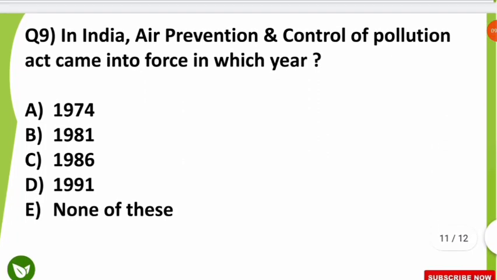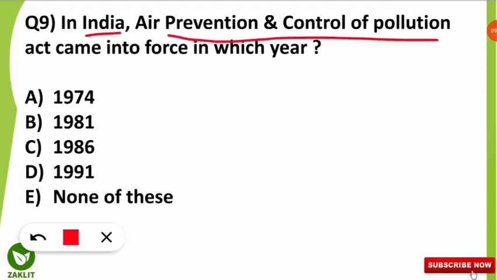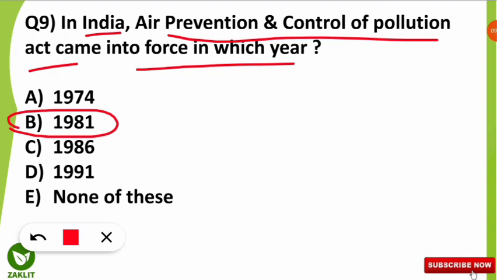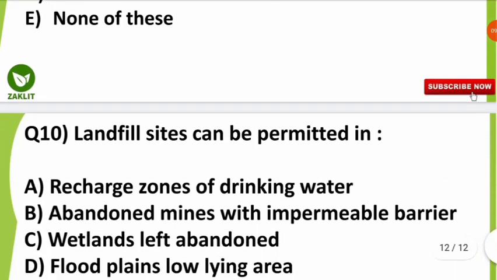The 9th question is very easy. In India, the Air Prevention and Control of Pollution Act came into force in which of the following years? And here the correct option will be, the Air Prevention and Control of Pollution Act, or simply called the Air Act, came into force in the year 1981. So we are moving towards the final question.